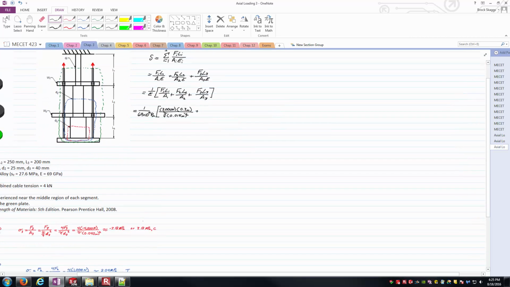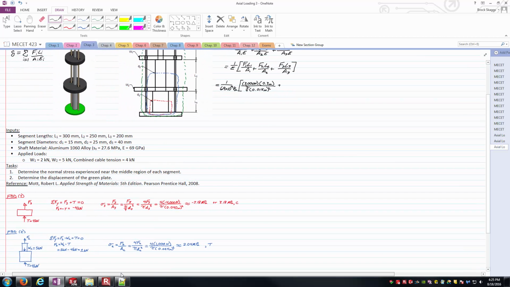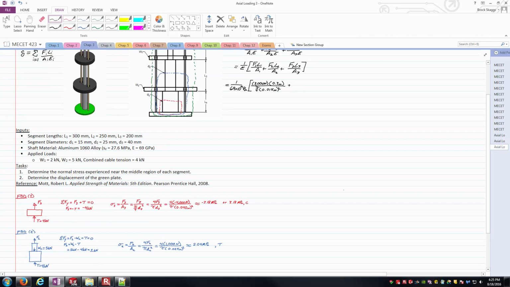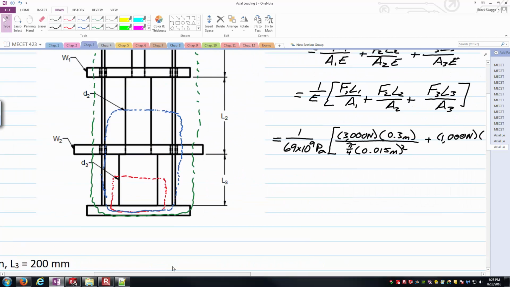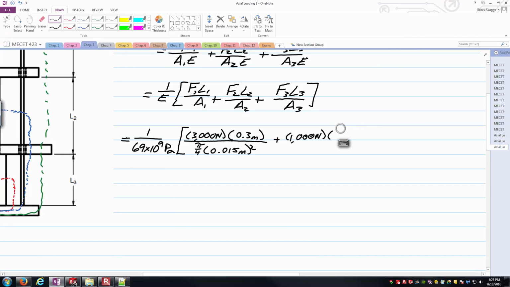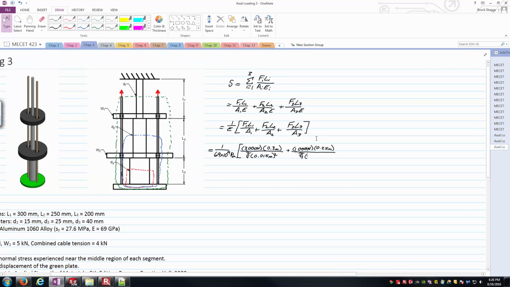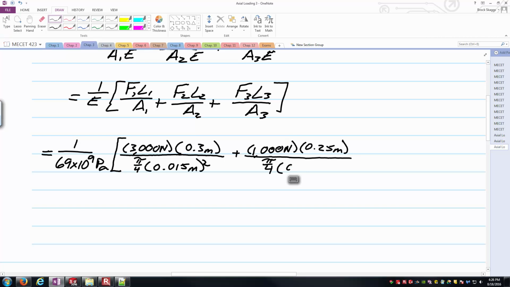Again, a lot of the hard work is already done. I just need to find F2. F2 was 1 kilonewton. It's in tension as well, so I'm going to put that as a positive value. So that's 1,000 newtons. The length of section 2, the middle section, is 250 millimeters, so 0.25 meters. And then we have pi over 4, and the diameter of section 2 is 25 millimeters, so 0.025 meters squared.